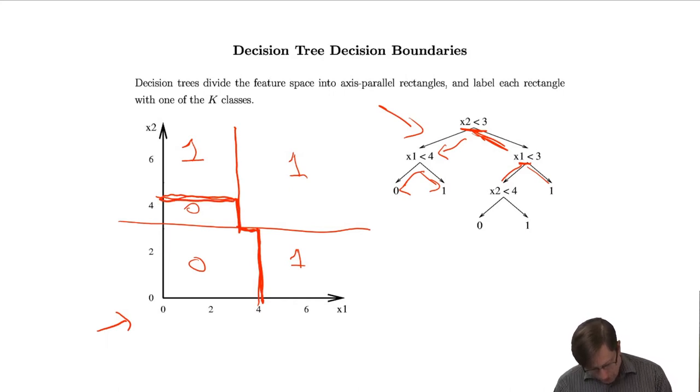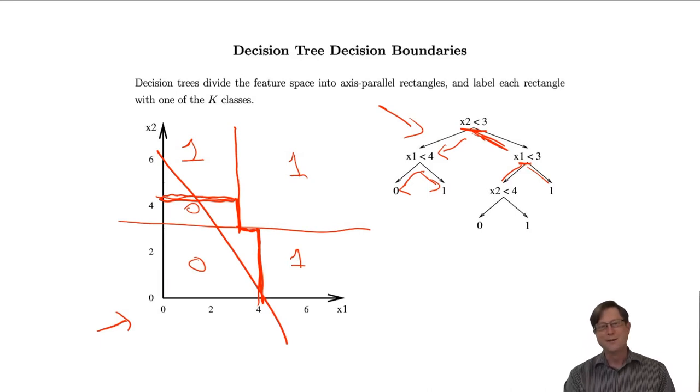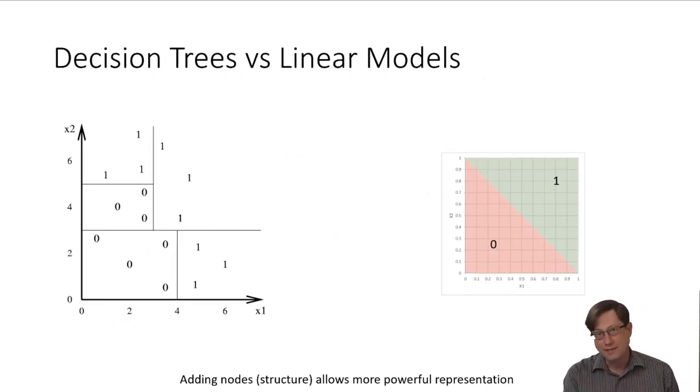If we wanted to learn something similar with a linear model, the best we could do would be, I don't know, maybe I can't. That might not be the best we could do. Maybe we could do a little better than that, something along those lines. And so they don't quite line up the same. They're a little bit different. Maybe one's better for some things. Another might be better for other things. All right, here's an example of the decision tree put next to an example of a linear model.